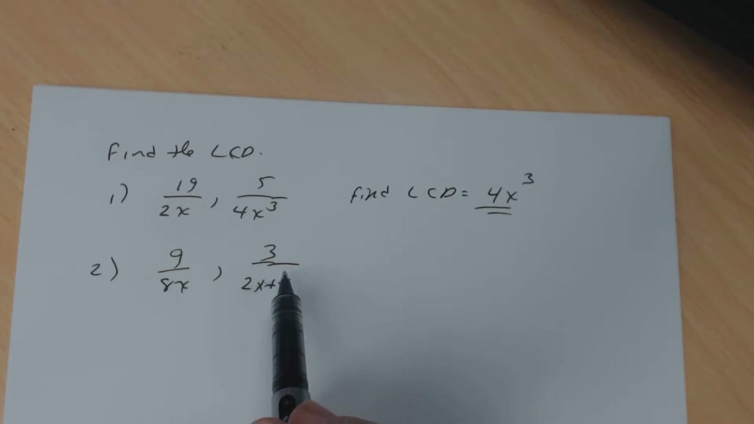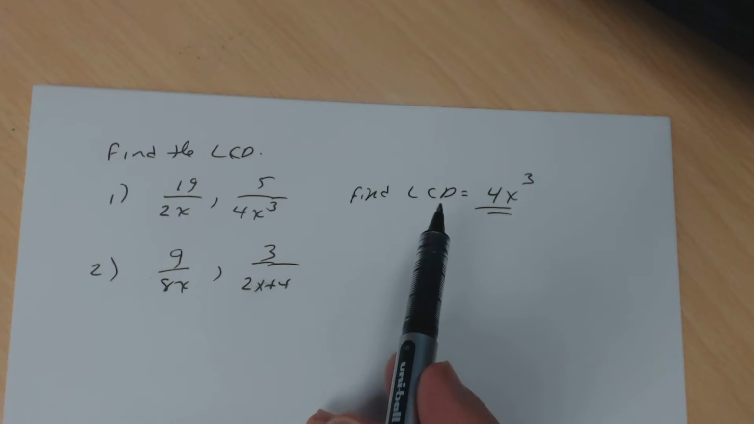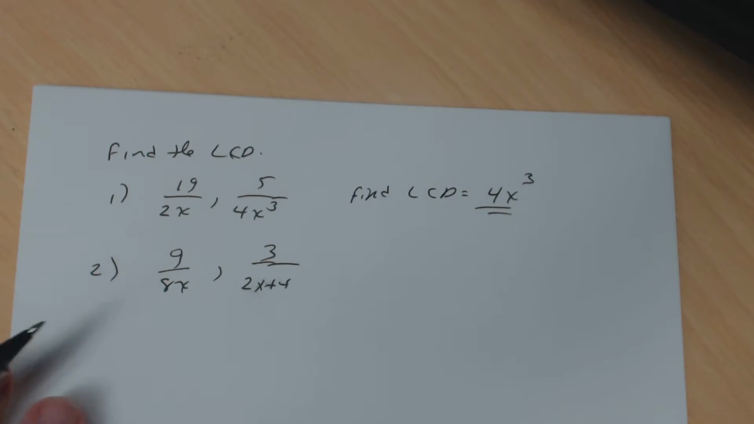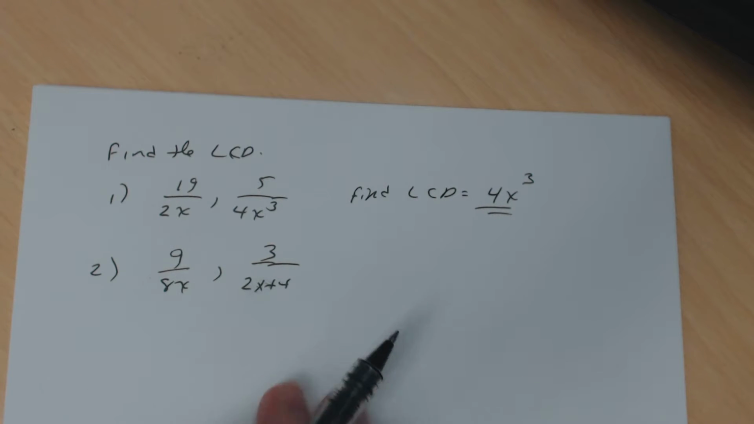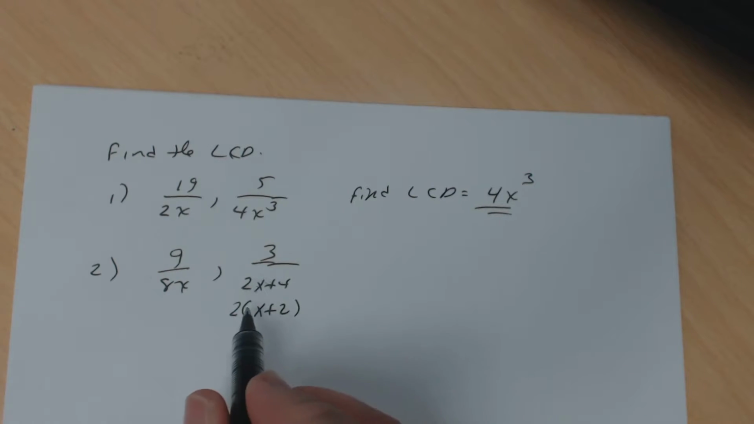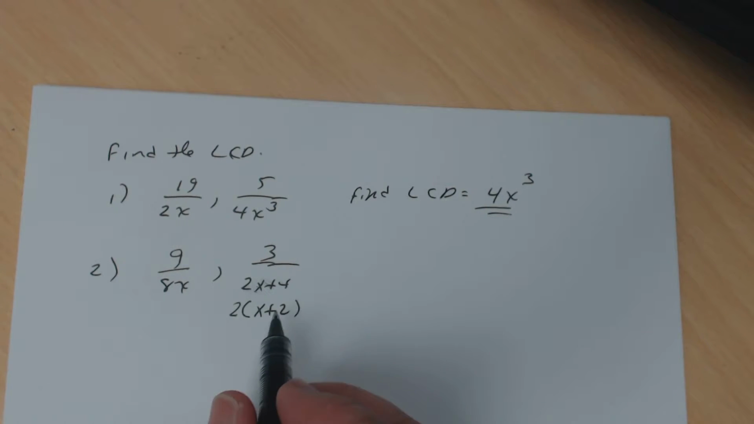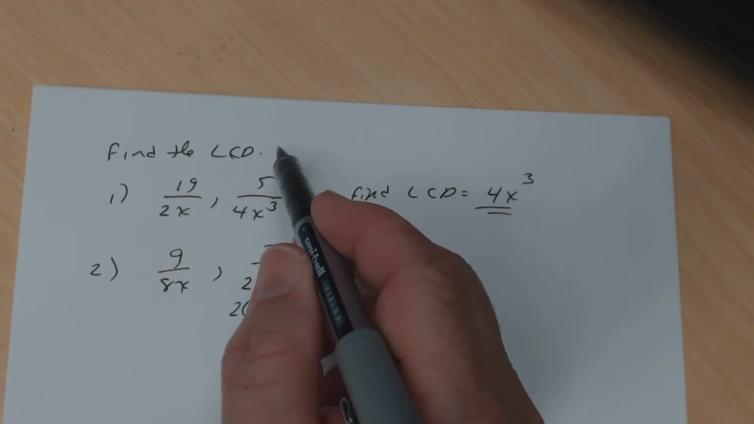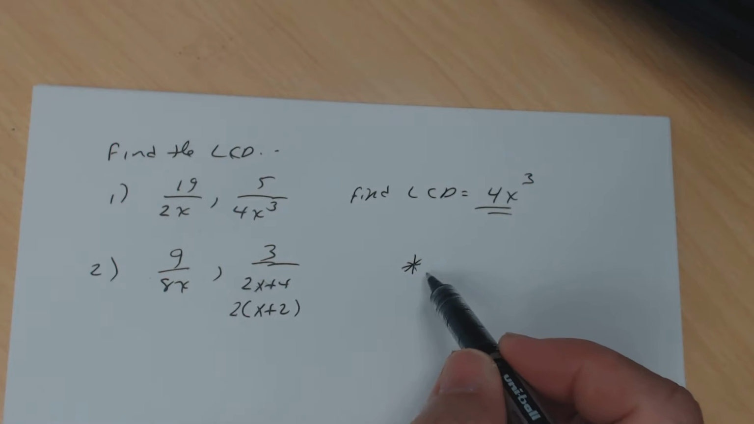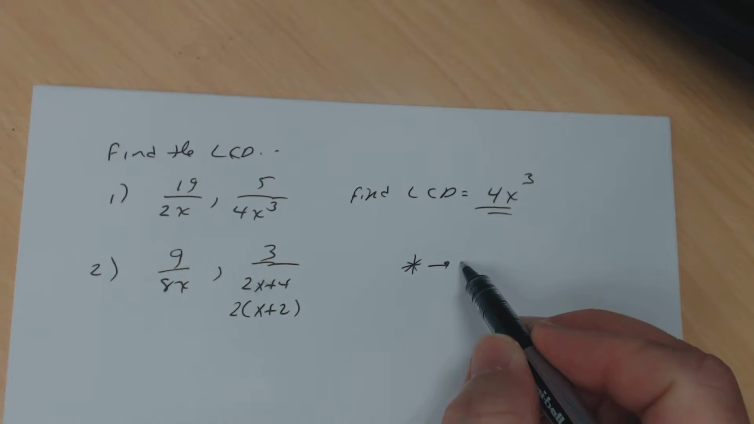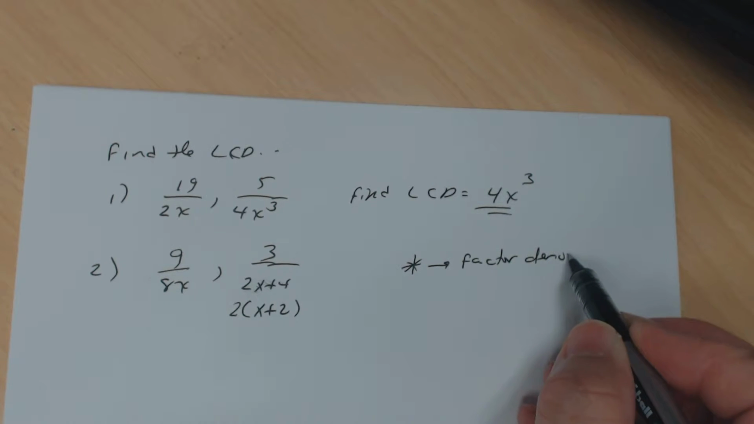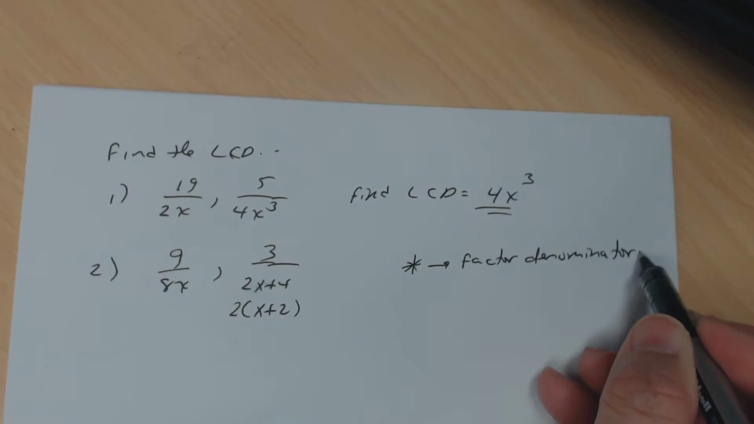Here you have the 2x plus 4. Before you find the least common denominator, you want to make sure it's factored. That's why in a previous chapter you learned all about factoring, because all of this can be needed here. So this right here becomes 2 times x plus 2. 2 times x is 2x, 2 times 2 is 4. So when finding the LCD, I'm putting a little asterisk here: make sure that you factor the denominators. Factor the denominators when finding the LCD.